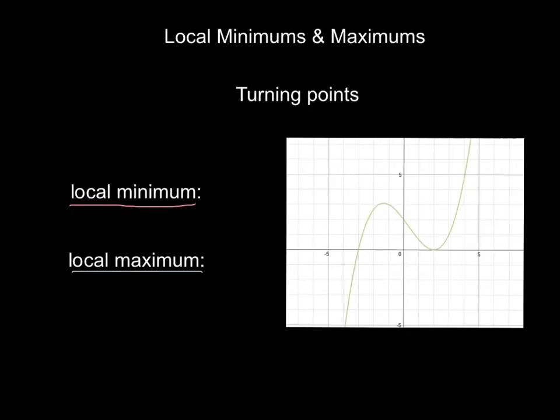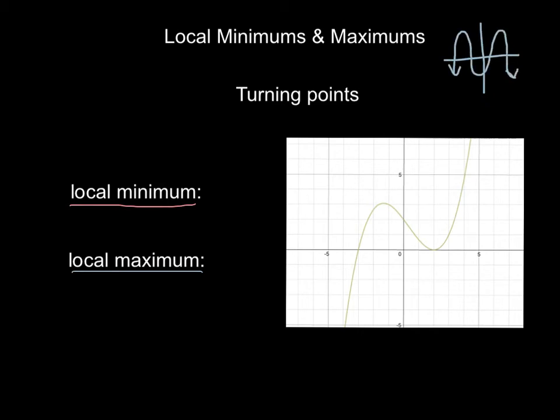Next, let's cover local minimums and local maximums. So first, we need to define what a turning point is. And a turning point is just that. Anytime the graph turns and changes direction. So we have 1 turning point and 2 turning points here. But if we had a graph that was like this, we'd have more than 2 turning points, as you can see.